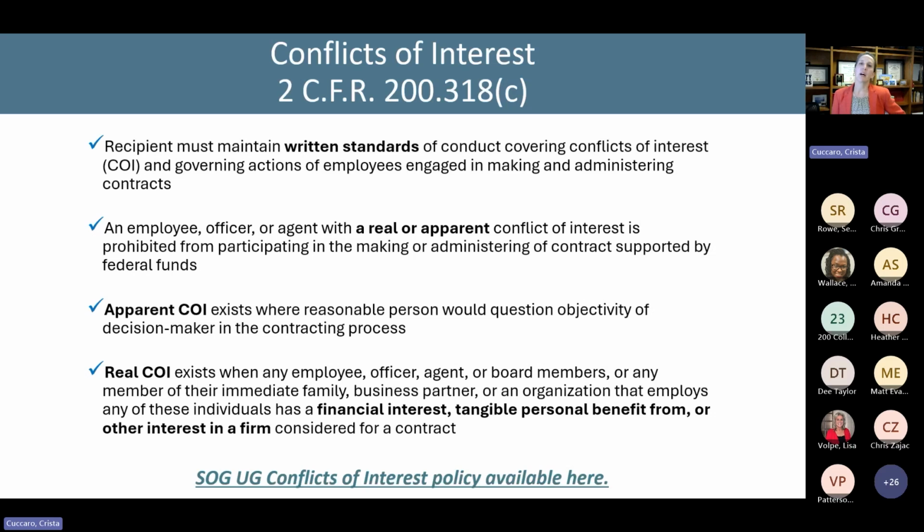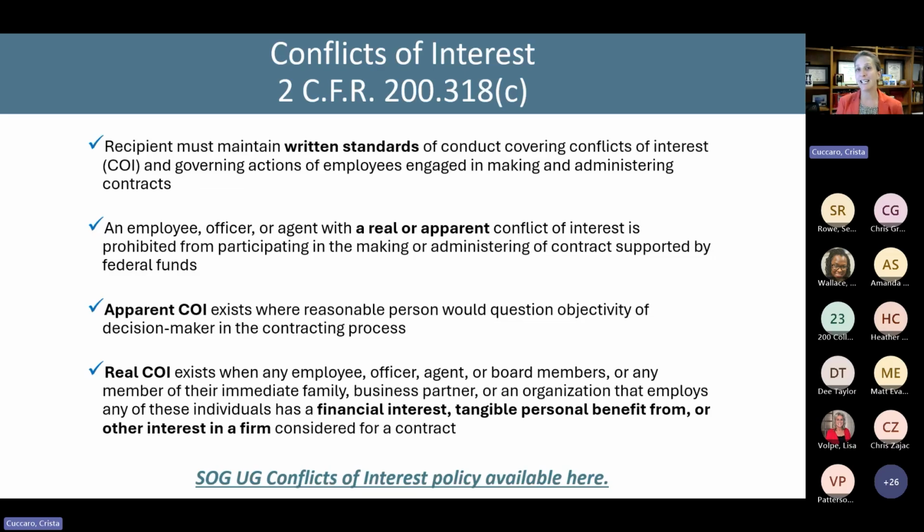And so, I said this already, apparent conflict of interest is not defined in the Uniform Guidance, but federal agencies regularly tell us that an apparent conflict of interest exists when a reasonable person would have reason to doubt the objectivity of the decision maker, right? So basically, if it looks fishy, we've probably got an apparent conflict of interest on our hands.